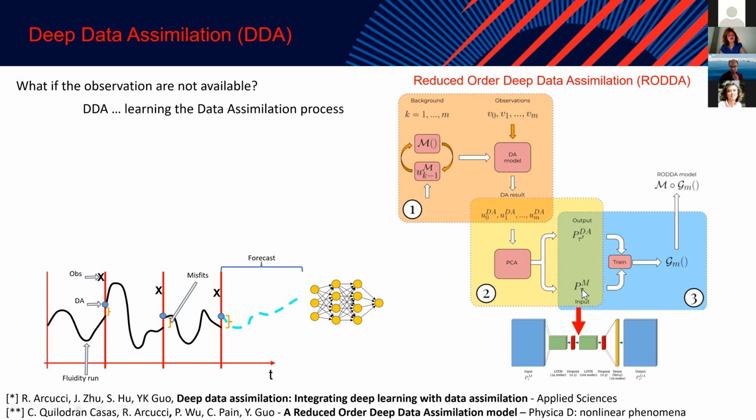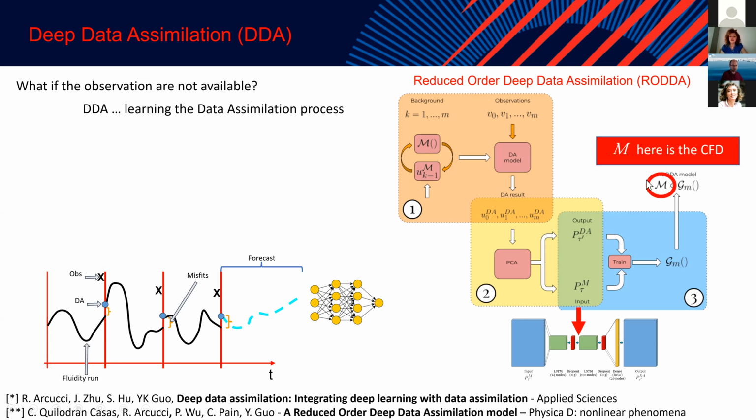We do the same for the model data. So actually we compute the misfit, this misfit in the reduced space. Then we train this machine learning model. So we build this function and then we just couple this machine learning function with the computational fluid dynamic model.